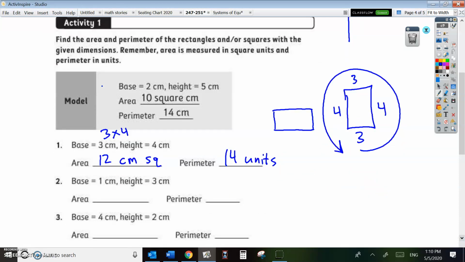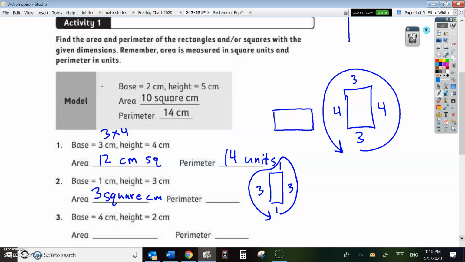6 plus 8 is 14 units for the perimeter for that problem. Okay, this base has 1 centimeter and a height of 3. So this one looks like this. 1, 3, 3, 1. The area is 1 times 3, or 3 square centimeters. And the perimeter is all the way around the outside. So 1 plus 3 plus 1 plus 3, or 8 units.